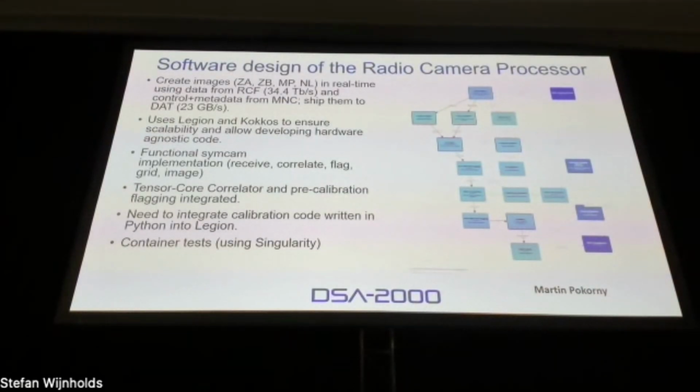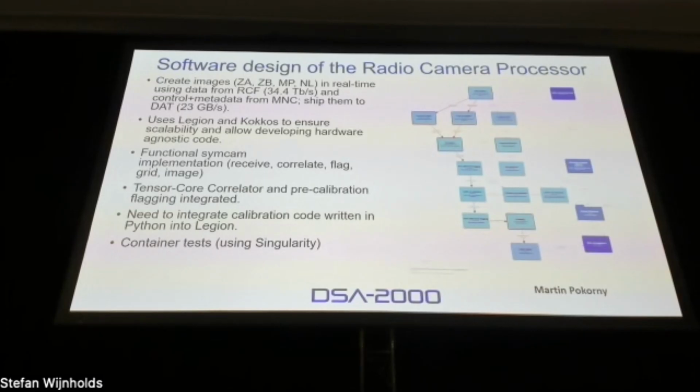So then moving on to the software design of the radio camera processor, I will not expect you to be able to read the block diagram, but there is a block diagram. It creates images in these various spectral resolutions, and it accepts an input data stream from what we call the radio camera front end. That's an FPGA-based channelizer that's in the Valley. That brings the data rate down to about 34 terabits per second, and once it has created these images, it drops the data rate down to about 23 gigabytes per second.